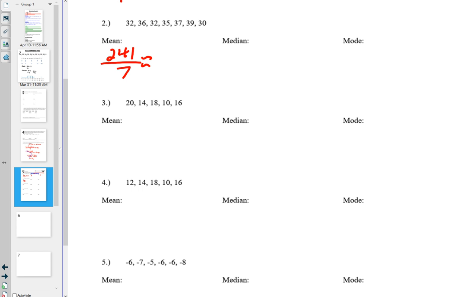Say it again? 34 point, what, they need 3 decimals. Is it, and that's not exact, like that's 4285, so 429.